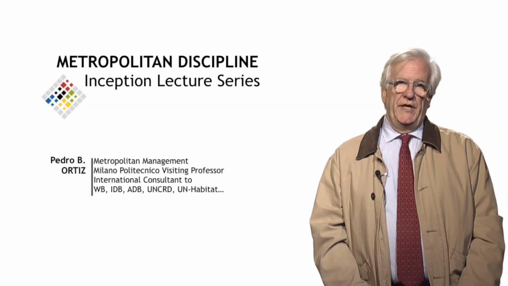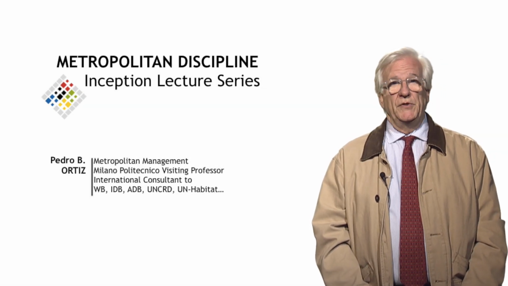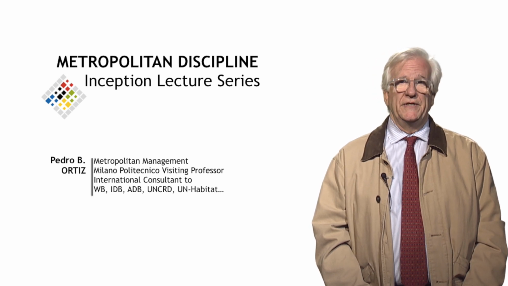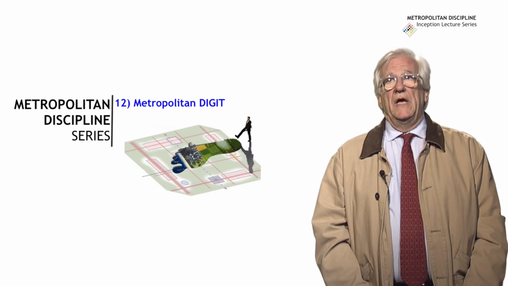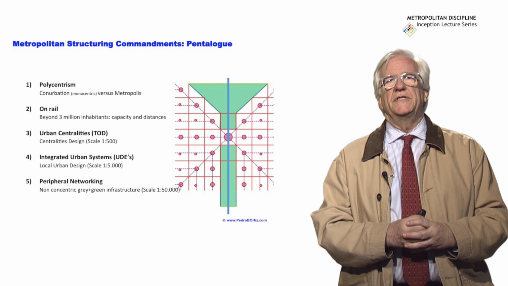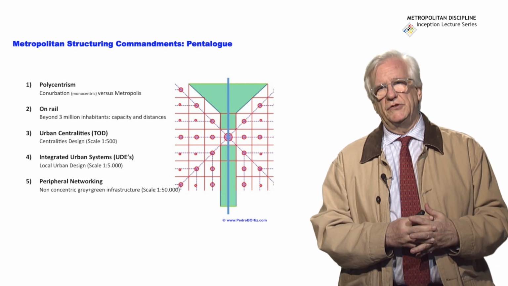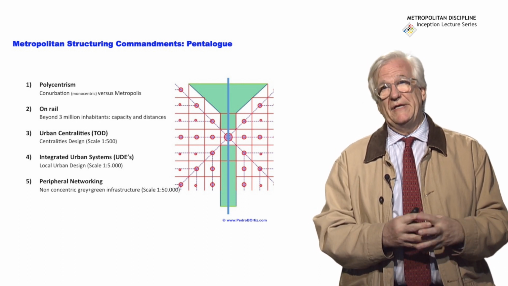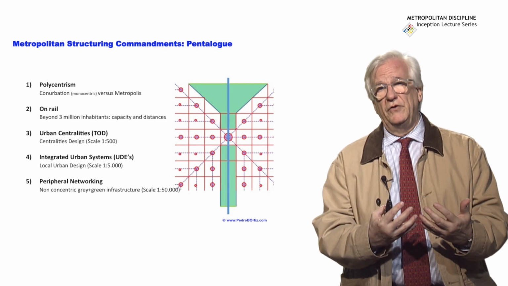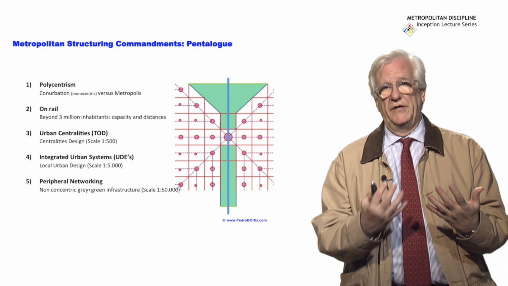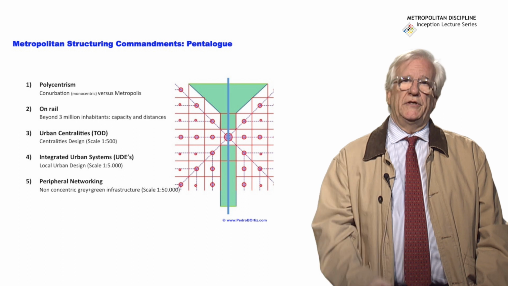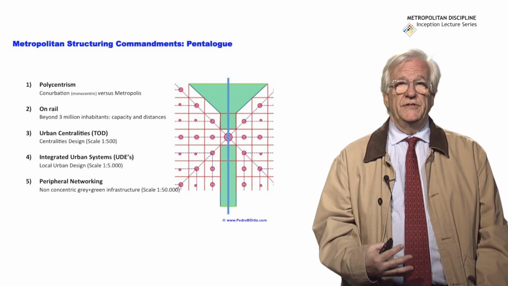Hello. Today we are going to have a look at the Metropolitan digit, also called the BUD, the Balanced Urban Development Unit. As we have seen in previous presentations of these lectures on the new metropolitan discipline, you have to approach metropolises within a methodology which is completely different from the urban planning methodology. Mainly, you have to approach metropolises with polycentrism.